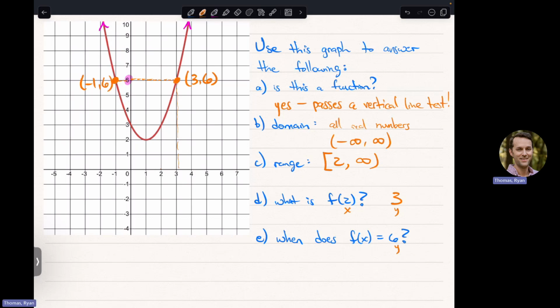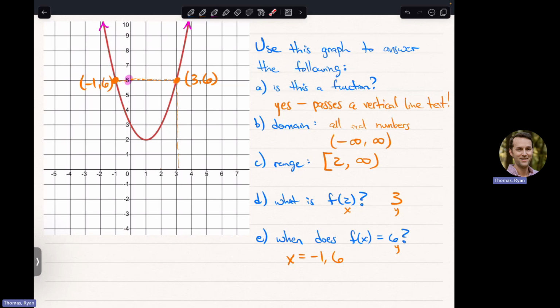So to answer the question, when does f of x equal 6? It happens when x is negative 1. It also happens when x is 3. Now that's one y value that matches with two different x values. That's okay though. That doesn't prevent it from being a function. That's related to a different property that we'll talk about later on. It is important sometimes, but it doesn't prevent it from being a function.